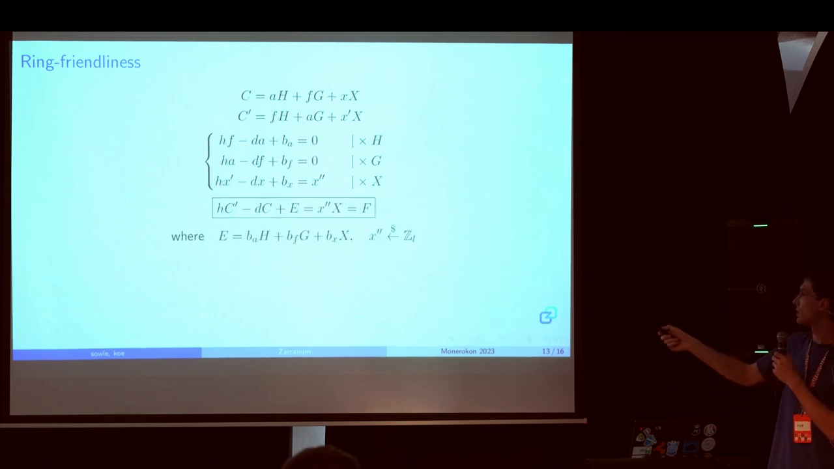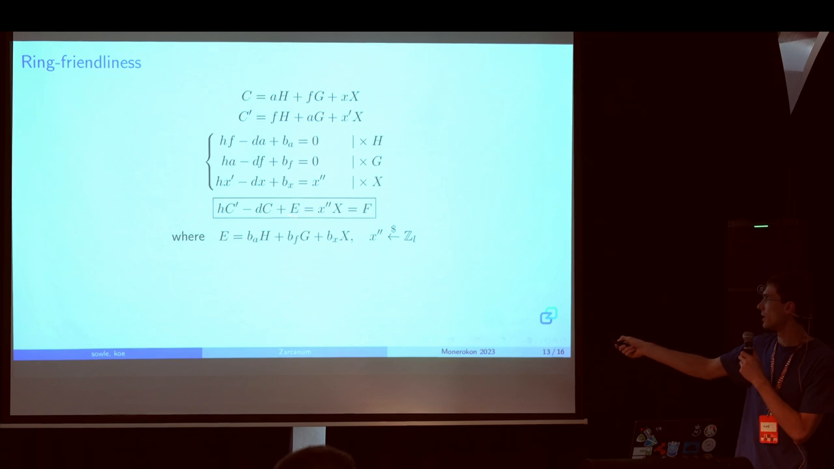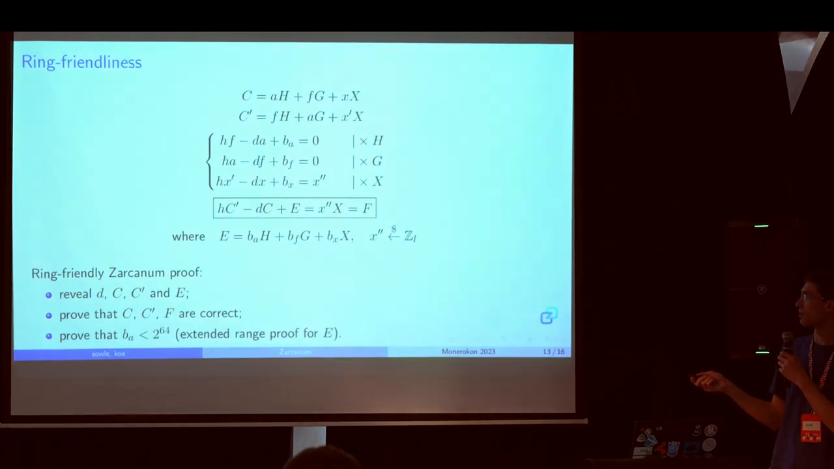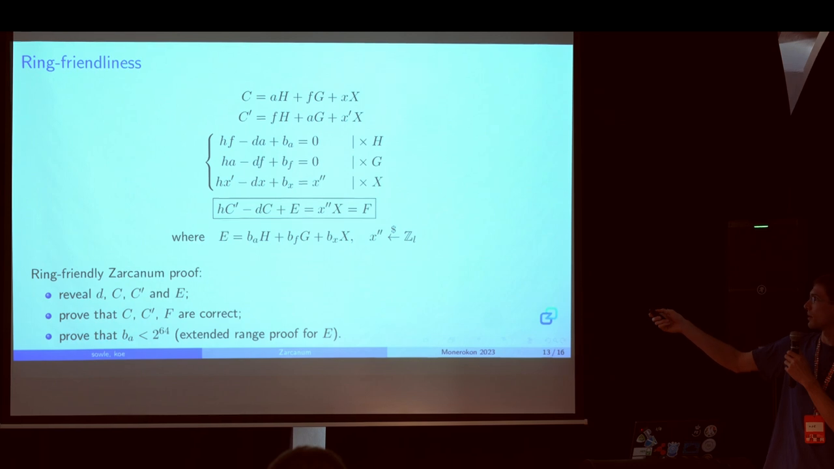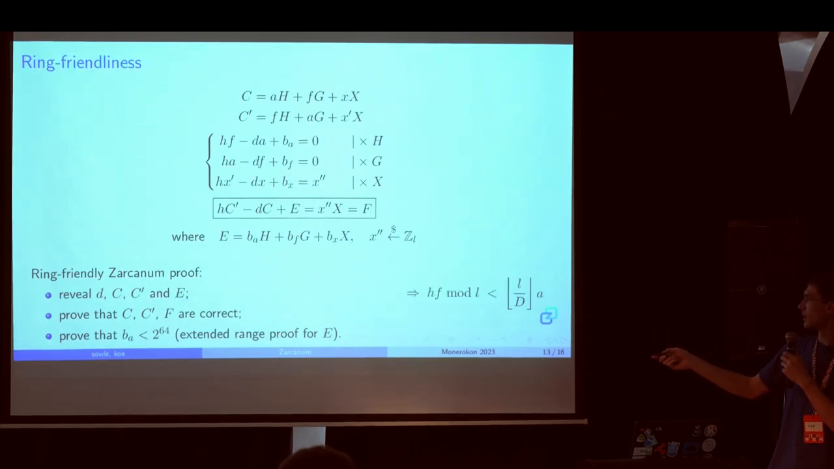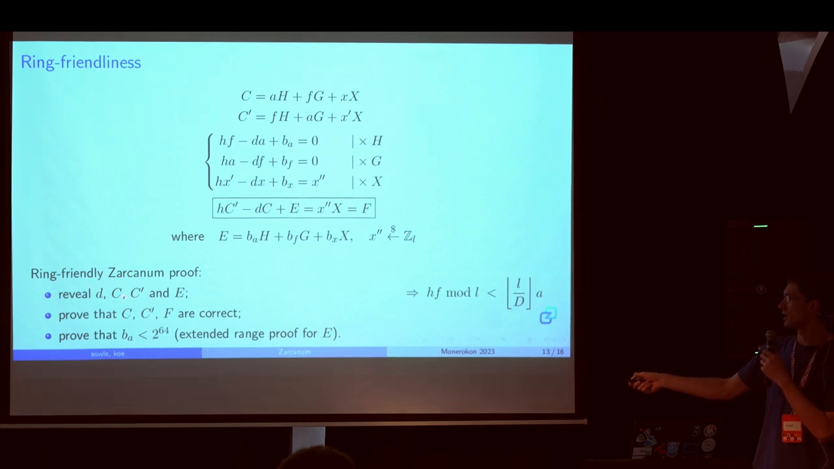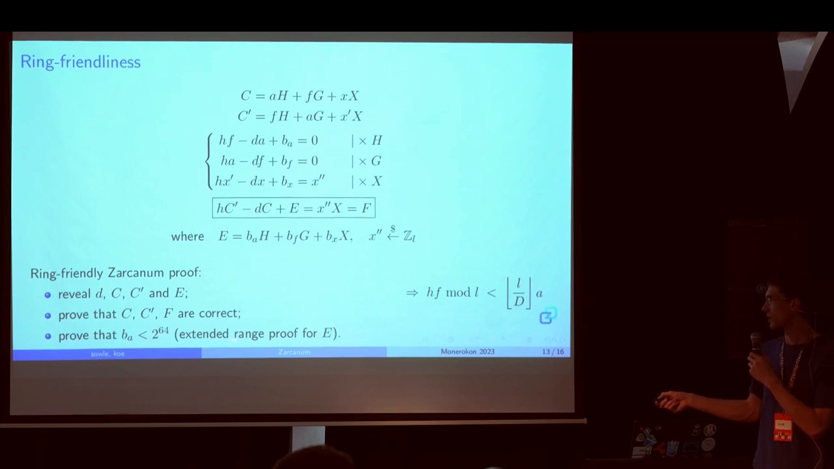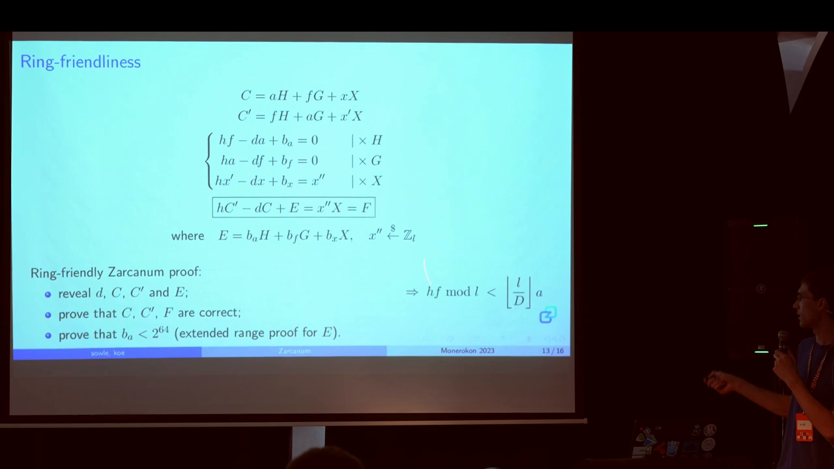And so as before, these fall down here into C prime, F A X prime, A F X here, and then this value E, which is the same as B in the prior, the simple Zarcanum proof here. And so now we have our ring-friendly Zarcanum proof, simply with the extended commitments. Here we reveal the factor D, the extended commitments, and this E, which is a commitment to the value BA, essentially, with two masks. And then we prove that BA is in the proper range, which exposes to the verifier that this inequality was satisfied.